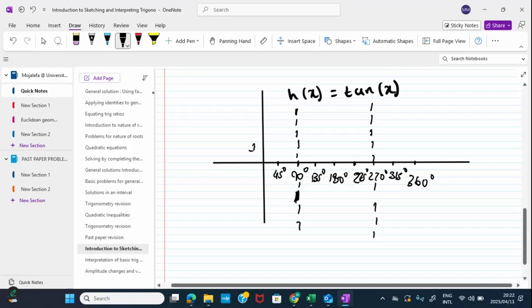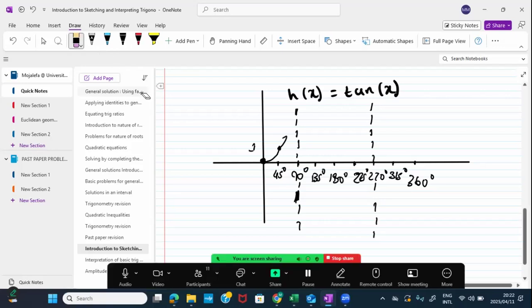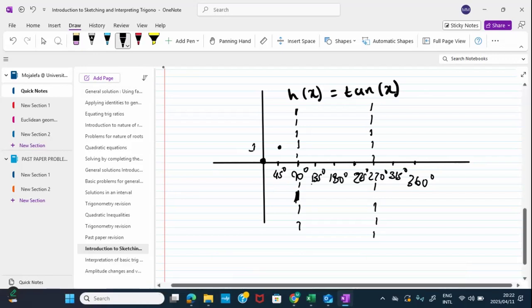Now in your calculator, when you punch tan 45, it's going to give you a value of 1. And tan 0 is 0. So it's going to give you a shape like this, let's do those points. 45 gives you a 1, and 135 gives you a -1. 180 gives you 0. 225 gives you a 1.